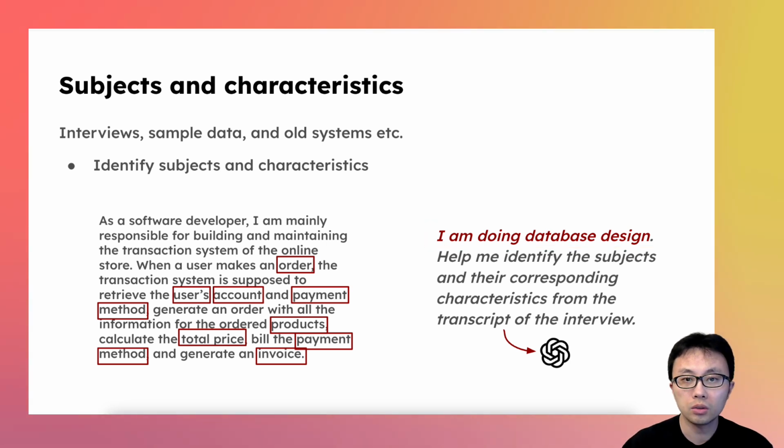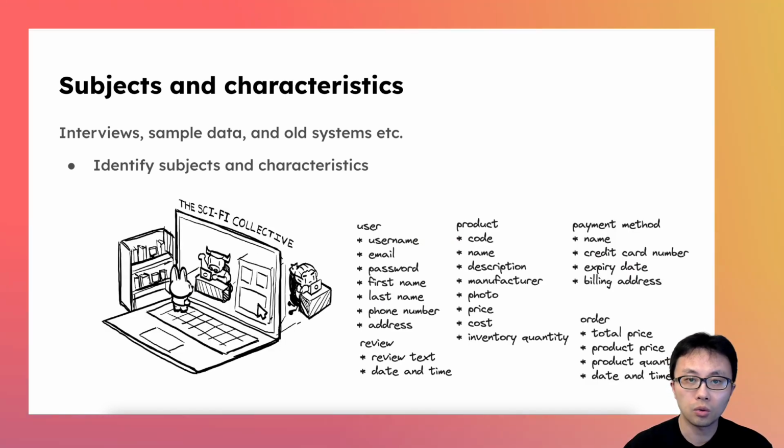Of course, you still need to evaluate the work from AI and make a lot of revisions and eventually make your final calls. If you do all the hard work required by this task for the Sci-Fi Collective, you will be able to identify this many subjects and their characteristics as are presented here on the screen. With such information, you're ready to start your design.